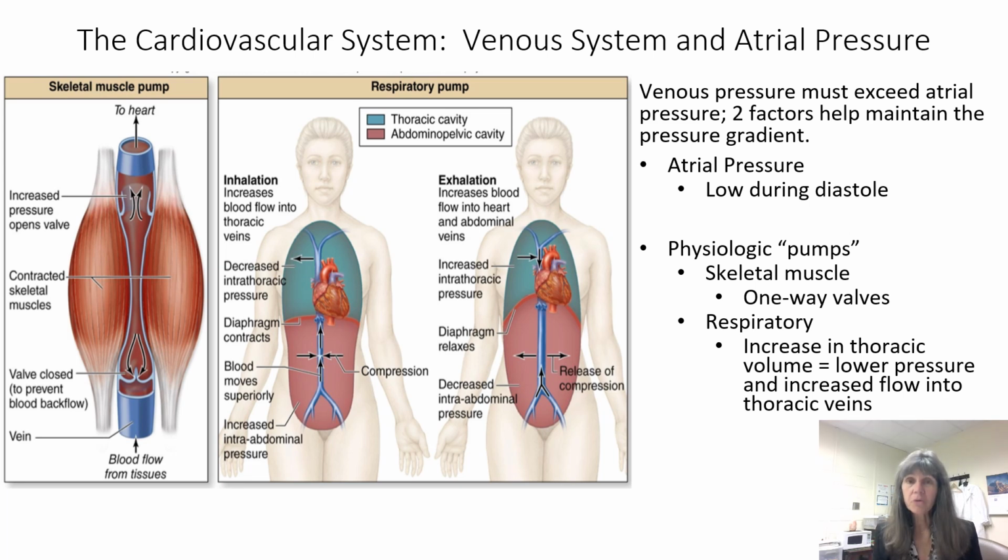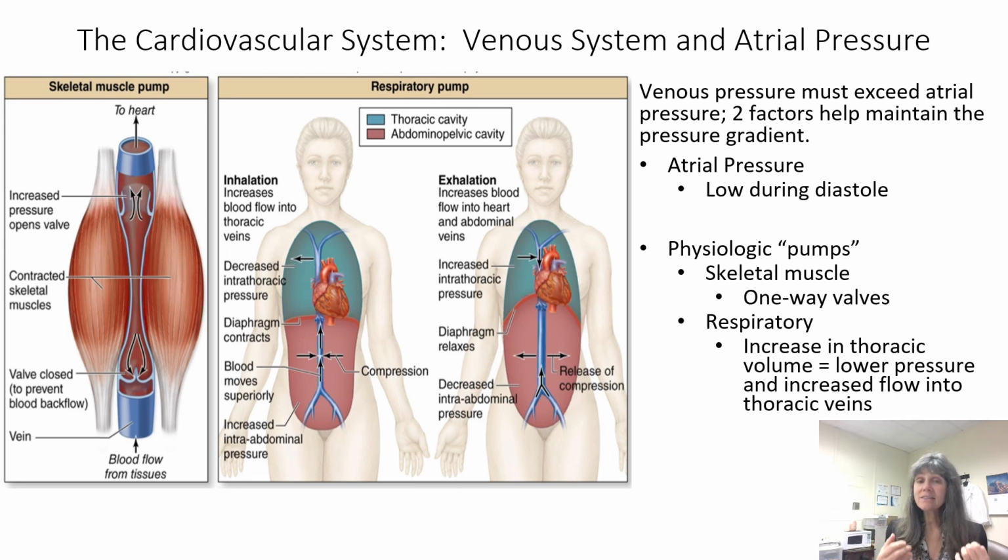But there's also a respiratory factor. When a person inhales, that increases the volume of the thoracic cavity, and that causes a decrease in intrathoracic pressure, while the abdominopelvic cavity has an increase in intra-abdominal pressure because of that diaphragm moving down. That increases intra-abdominal pressure. So we go from high pressure in the abdomen to lower pressure in the thorax, and that helps push blood, venous blood, back up towards the right atrium.